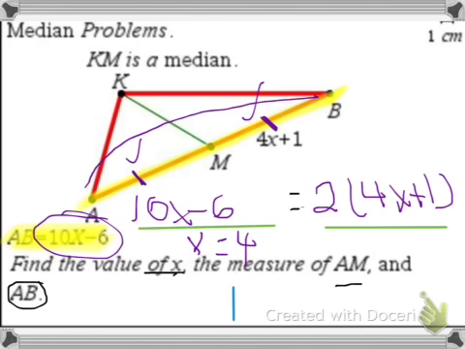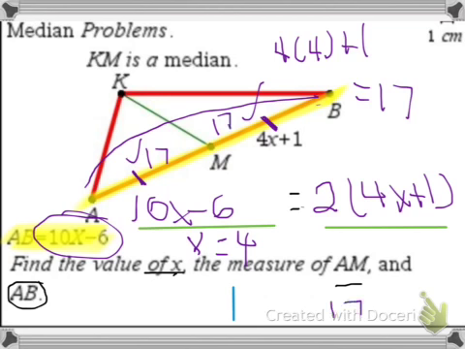So to figure out what AM is, we're going to say 4 times 4 plus 1. Okay? And when you get that, that works out to be 17. So that means that AM is 17 right here. And MB all the way across, that's also 17. So first of all, let's say AM is equal to 17.